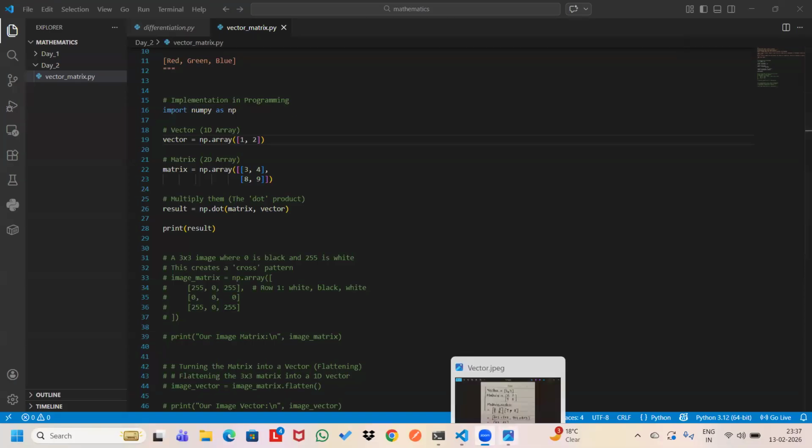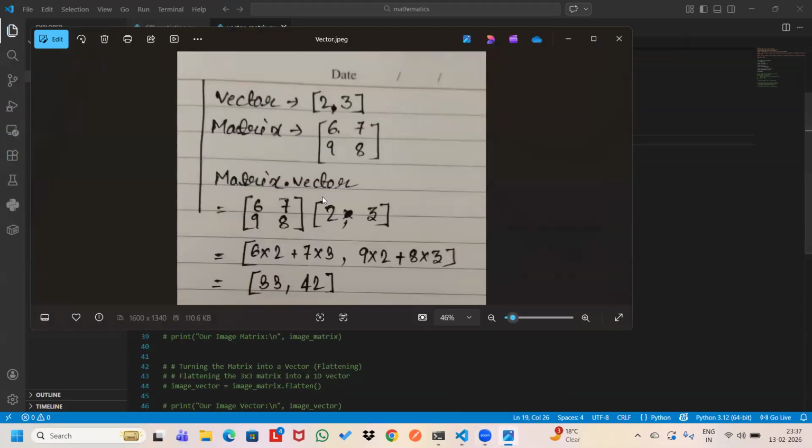So let me show you in an image. Here you can see this is my vector. I have taken a vector, which is one dimensional, and next is a matrix, which is a two-dimensional matrix. And if we talk about three dimensions, then it would be a tensor. But right now we are talking only about the vector and matrix.